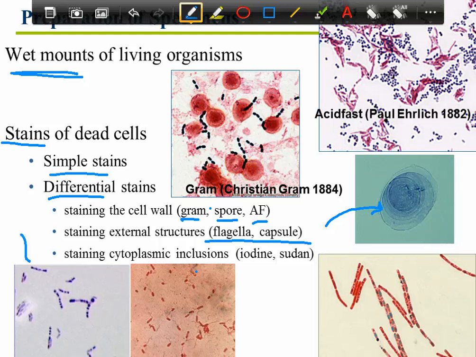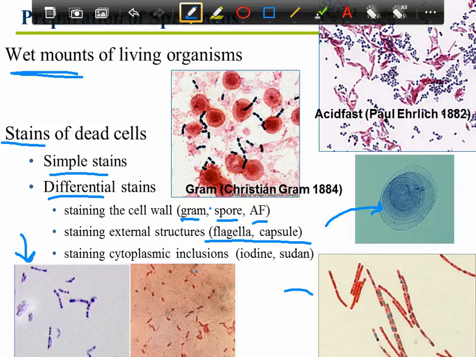So, for example, the shot you're looking at right here, this is a stain for metachromatic granules. They are phosphate inclusions inside the cell. We talked about that before in Chapter 3. And they look like little blue dots inside of the cells. And there's only one genus of organism that makes these phosphate inclusions, Corynebacterium. So this is a very important stain for that particular organism.